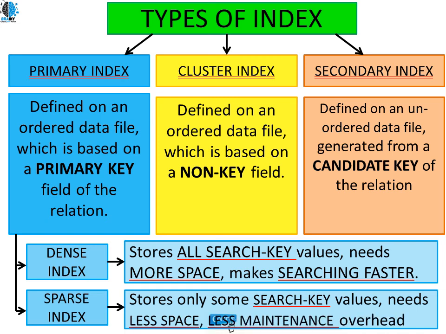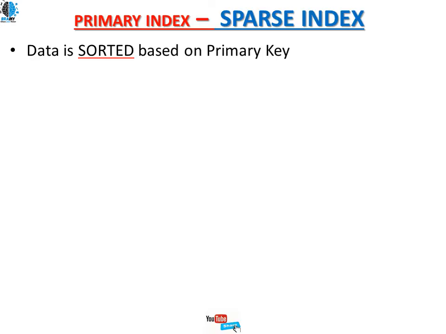Sparse has only specific search key values. Only some search key values are stored, so it needs less space and has less maintenance overhead. So let's see in detail about dense and sparse. Let's see the next one, sparse. Data is sorted. Why is data sorted? Because it is a primary key, so based on the primary key it is already sorted.